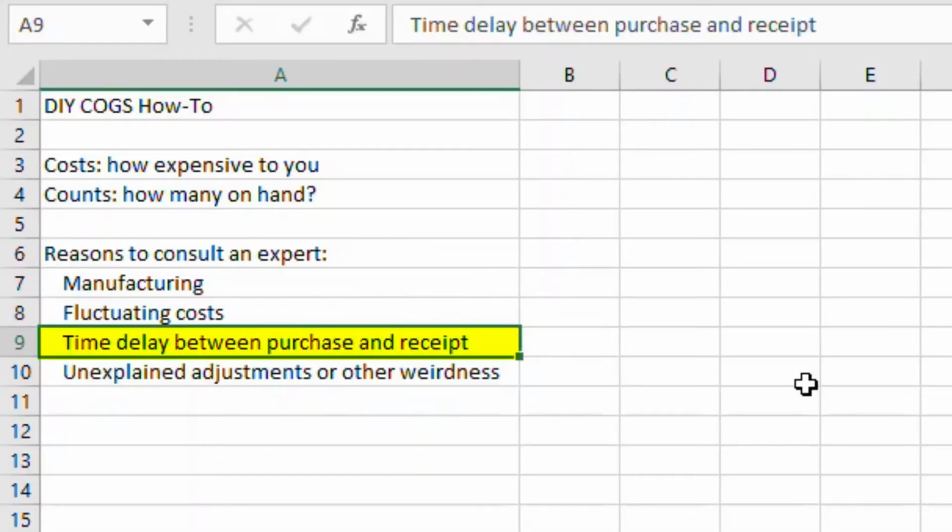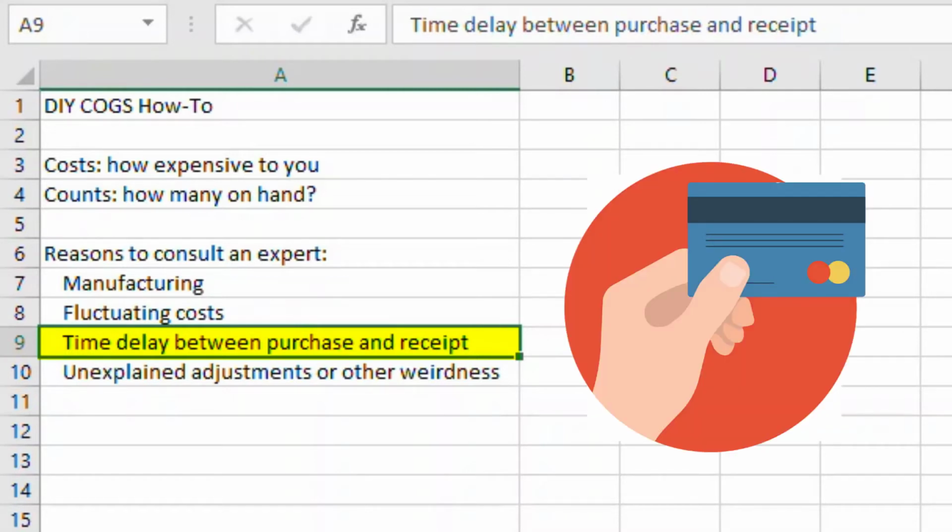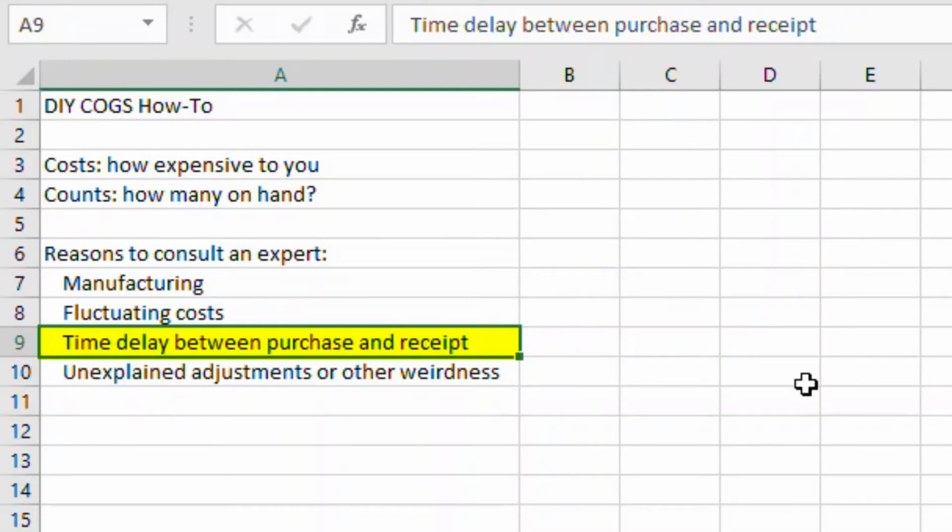Another reason you might want some help is if there's a time delay between purchasing and receiving your inventory. So the model I'm going to show you here assumes that you walk into a store, pay for your inventory with your credit card right there, and take it back to your warehouse with you. All on one day, one instant. Obviously, that's not how most inventory purchases work, but in the beginning, that can kind of be close enough for jazz. Eventually, though, the model is going to break down.